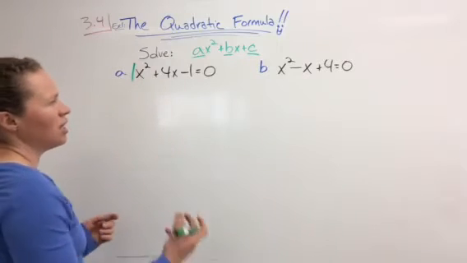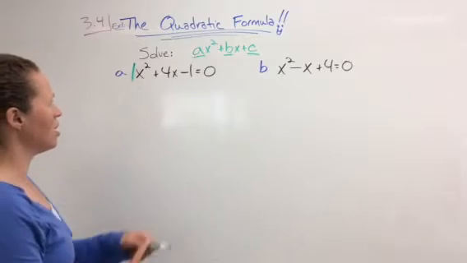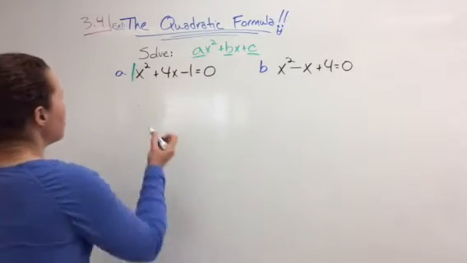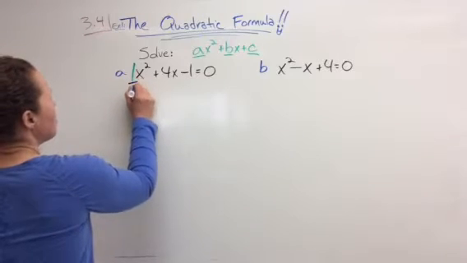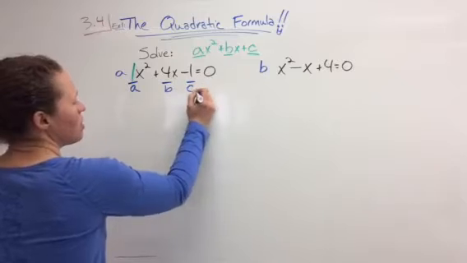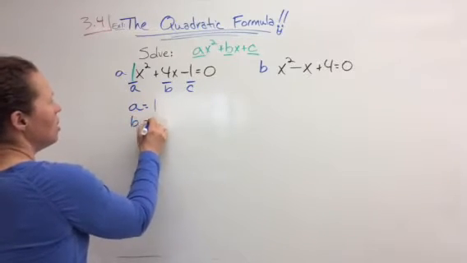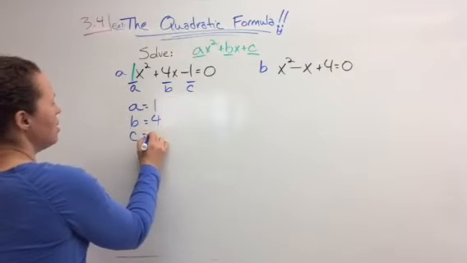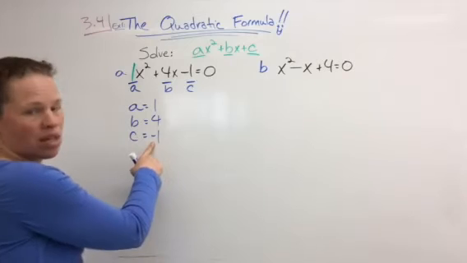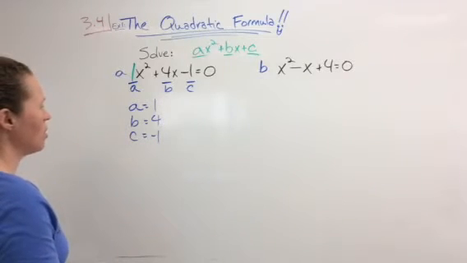So the first thing I do when I am looking at these is figure out what my values are. This one's my A, this one's my B, and this one's my C. I could even write them out: A equals 1, B equals 4, and C equals negative 1. Now notice that the negative comes with the number. Any sign that's in front comes with the number.